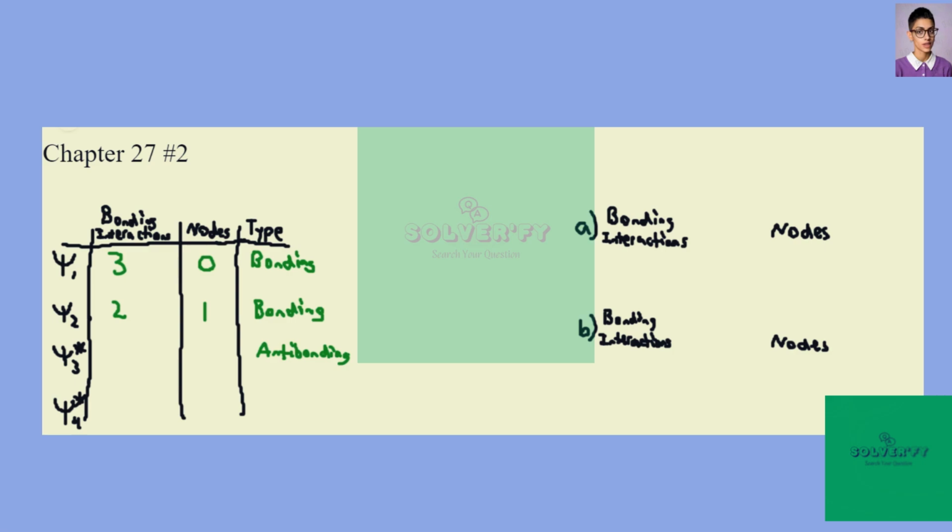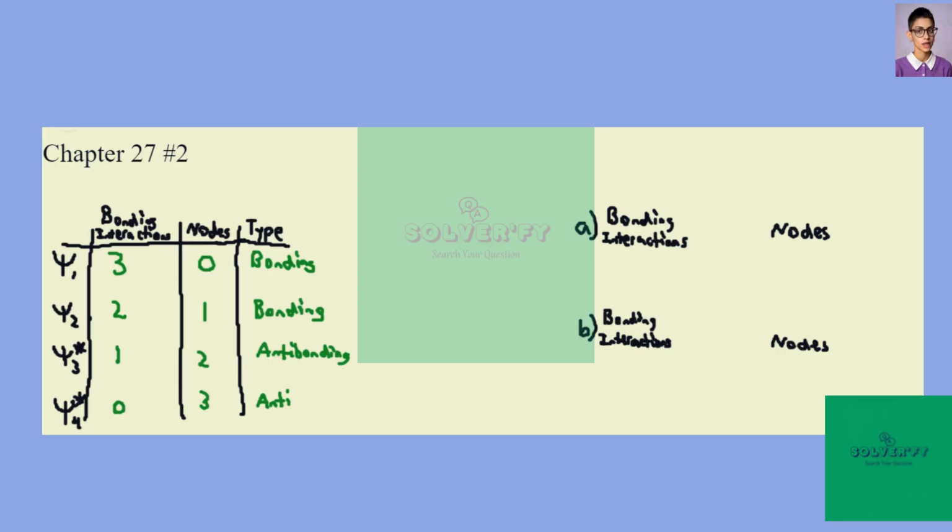So anti-bonding. And remember, they do go from low to high like this because that is in terms of the energy levels of these molecular orbitals. So the first molecular orbital is the lowest energy, and they move up as the energy increases. So there is 1 bonding interaction in the third molecular orbital and 2 nodes. And again, as we said, it's anti-bonding. And then finally, the fourth molecular orbital, psi star 4, is also anti-bonding, and it has 0 bonding interactions and 3 nodes.